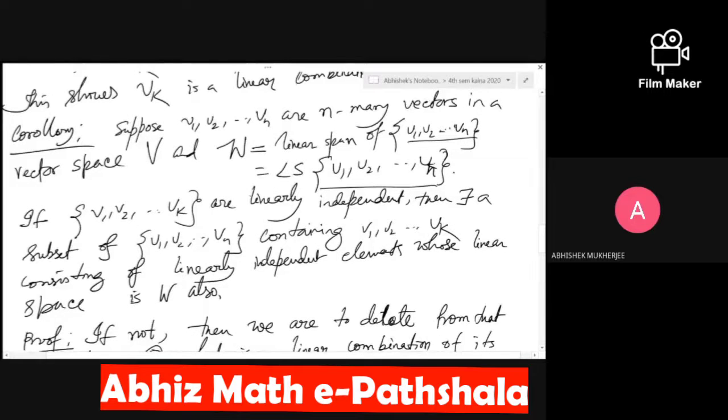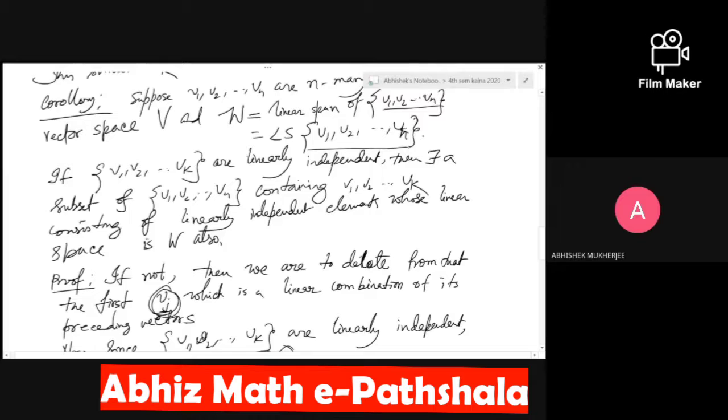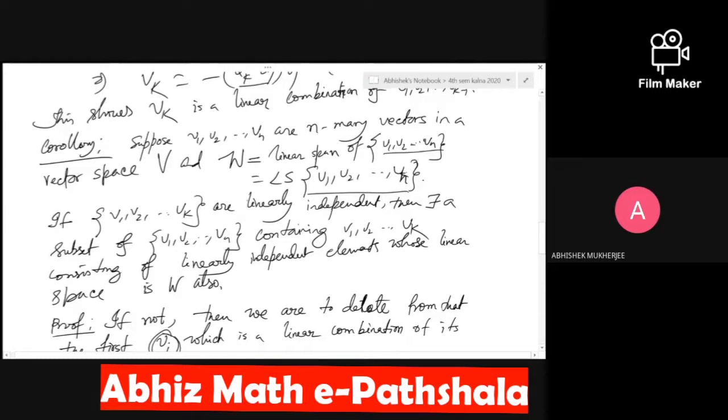So this is the statement of the theorem that we have proved. Again, I would like to recite this. V1, V2, Vn are n many vectors in a vector space V, and W is the linear span of the vectors V1, V2, Vn. Now, if V1, V2, Vk are linearly independent, then there exists a subset of these vectors containing V1, V2, Vk, consisting of a linearly independent set of elements, and whose linear span is still W. So that is it.